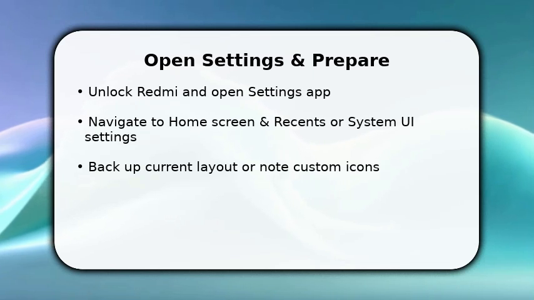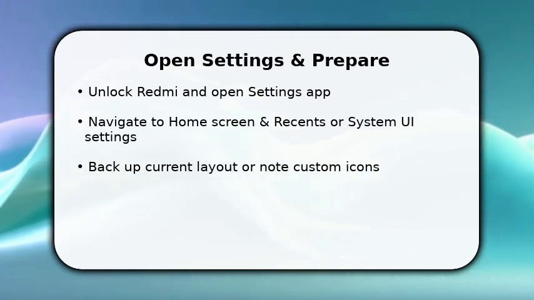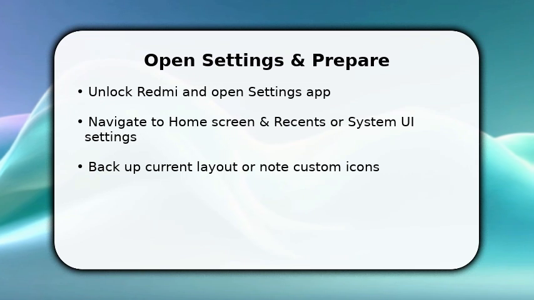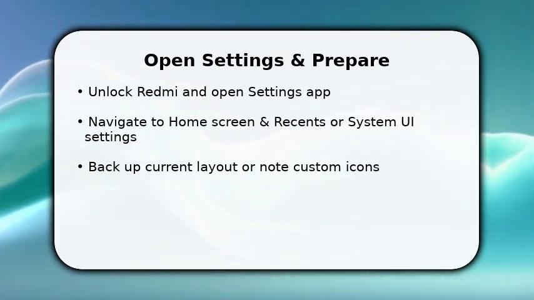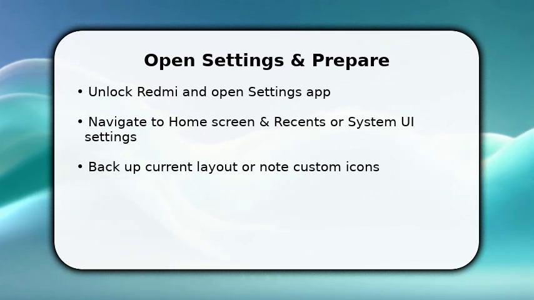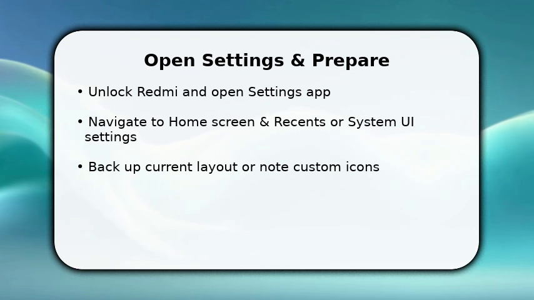Enjoy the video. You start by unlocking your Redmi and opening settings so you can change the taskbar cleanly. Tap Home Screen or display-related options to reach the taskbar or dock settings. Once there, make sure to note your current layout or take a quick screenshot. This gives you a restore point if needed.